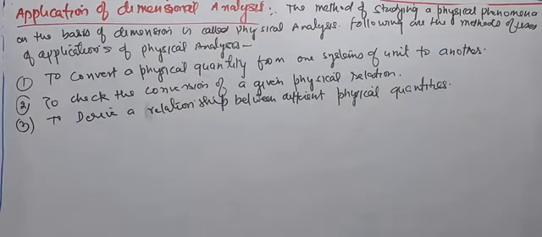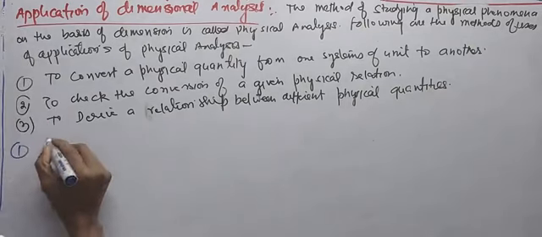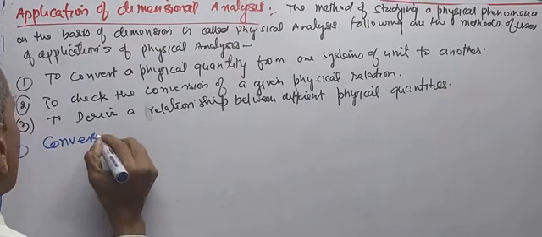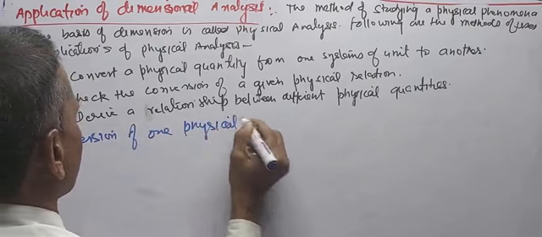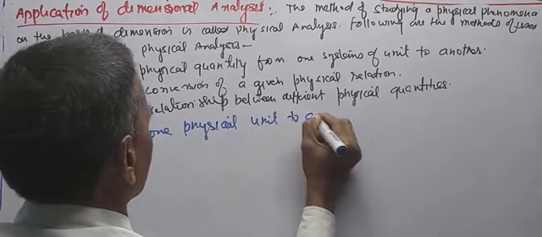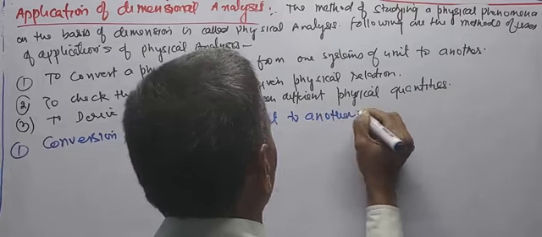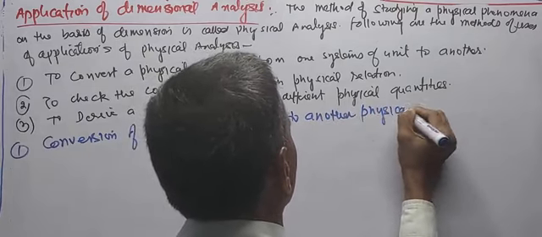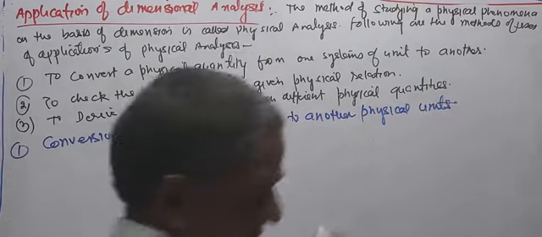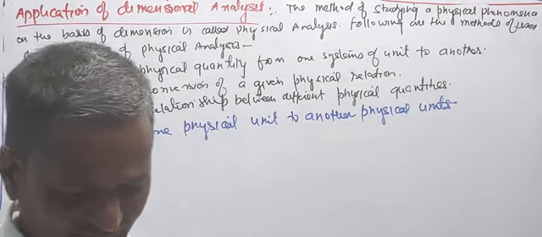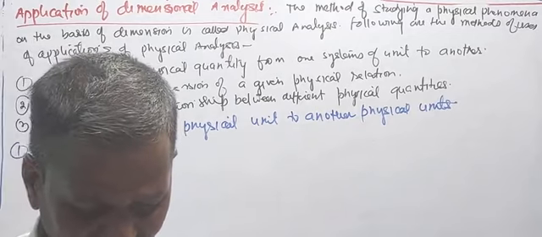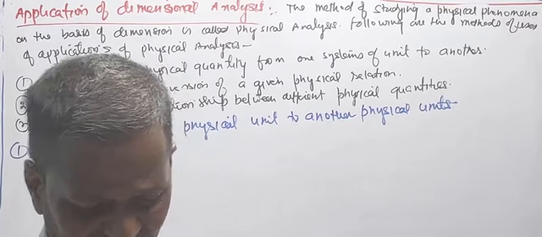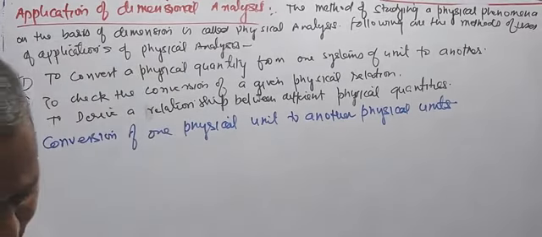My first heading is conversion of a physical quantity from one system of units to another. How can a physical quantity be converted from one system of unit to another? Explain it with the help of a suitable example.